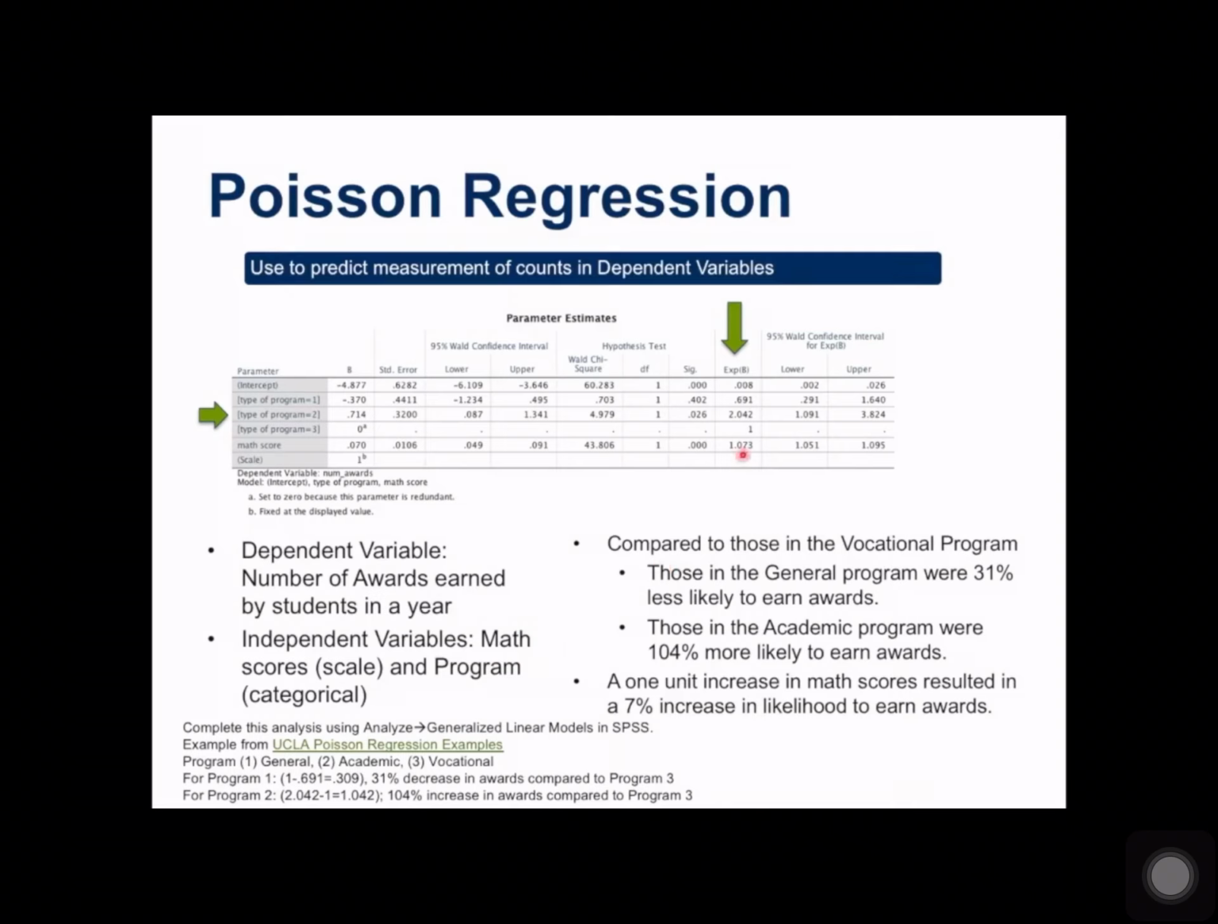We would be able to make interpretations in this case based on this model, such as compared to those in the vocational program, those in the general program were 31% less likely to earn awards, and those in the academic program were 104% more likely to earn awards. A 1 unit increase in math scores resulted in a 7% increase in likelihood to earn awards. And we'll look at how this model allows us to make all those interpretations. But I think you could agree that this kind of interpretation can be really powerful in business. It makes a lot of sense to business kinds of people. So it's important to understand these techniques and make them approachable.